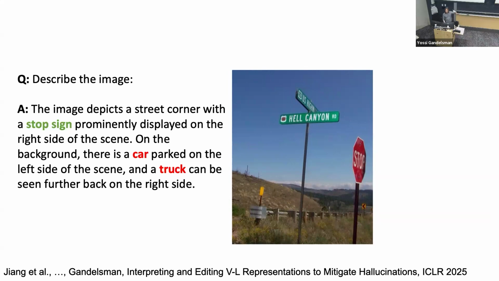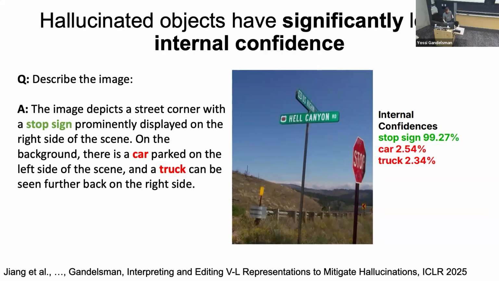But if you go back to this internal confidence and ask, well, let's go over the patches of the image and ask, do you see here a stop sign? Do you see here a car? Do you see here a truck? You will see that there is a patch that will be decoded into the stop sign with a high probability. But there is no patch in this image space that will be decoded into a car or truck with high enough probability. So basically what we have here is this understanding that hallucinated objects have significantly lower internal confidence.